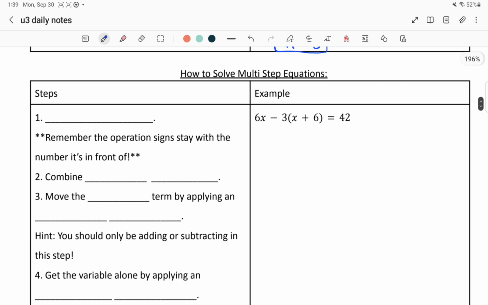How to solve multi-step equations. They are going to start looking like this, and they're going to get a bit scarier from here as well. But the steps remain the same. Step 1, the steps will always remain the same from here on out. Step 1 is distribute.